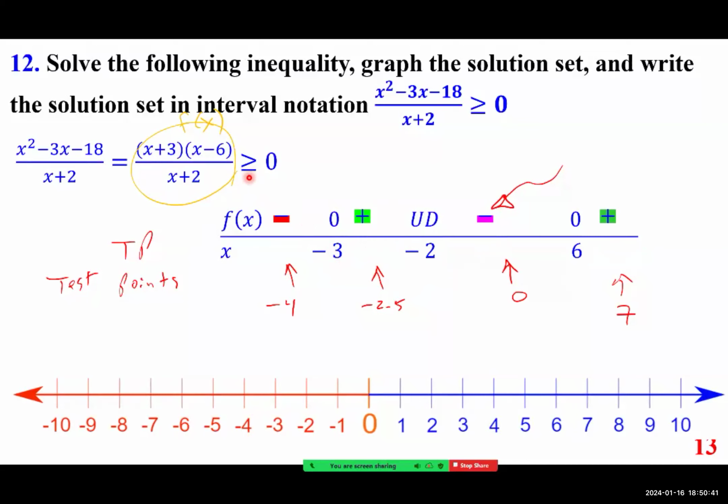So whether you have equality or not makes no difference. The denominator cannot be included. 6 is included all the way to infinity, and always infinity is not included. So if you were to do it on a graph, from 6 to infinity and from negative 2 to negative 3, negative 3 is included, negative 2 is not. Okay, everybody? So again, very straightforward.